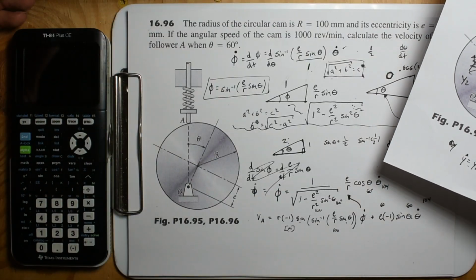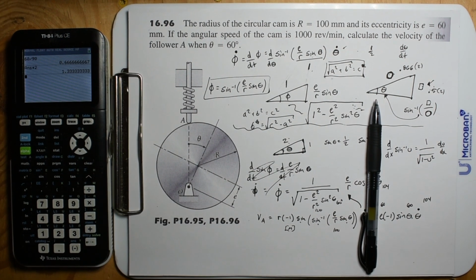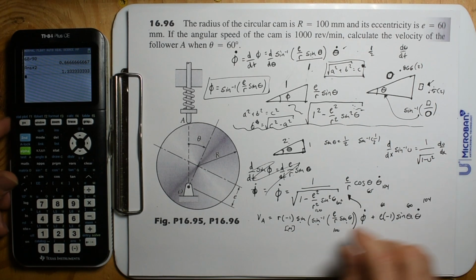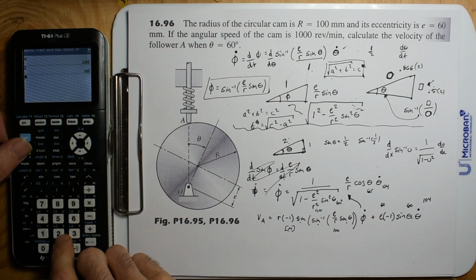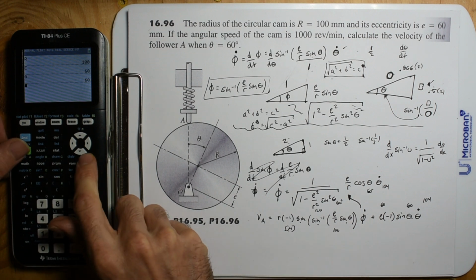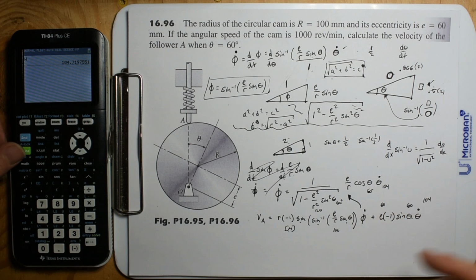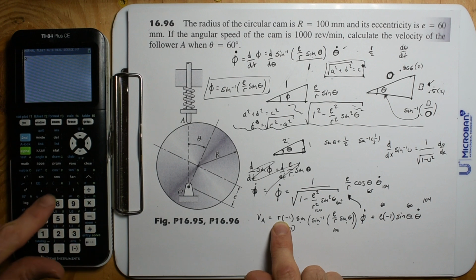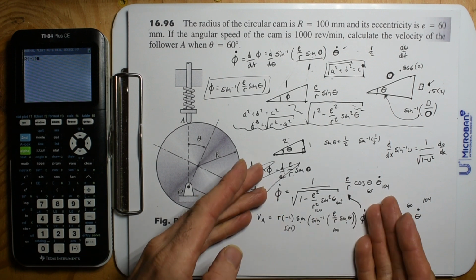Booyah. So let's just plug this into our equation calculator and see if we can get the answer. But even right here, look how messy this was. I'm going to make sure r is 100, e is 60, theta is 60, and omega is that 104.7. So booyah, we're going to start here. We've got r. See, this is why I bracketed my negatives, so I won't go wrong. You're not subtracting anything, you know what I mean?